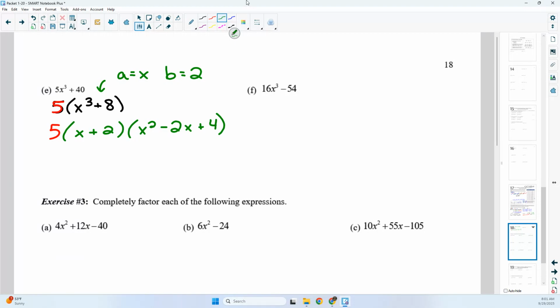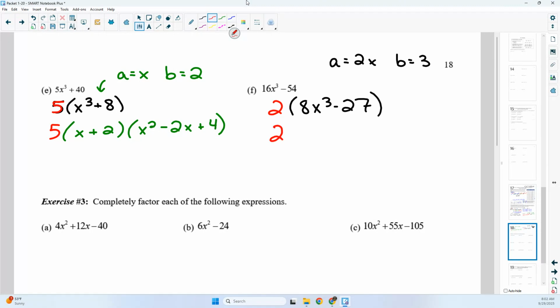In the next one, same thing. We have a GCF first, and we always want to get that out. So my GCF for 16 and 54, you might search for a bigger number, but it is just 2. That leaves me with 8x cubed minus 27. Those are both perfect cubes. This time we have a difference. Our a value is 2x, and our b value is 3.